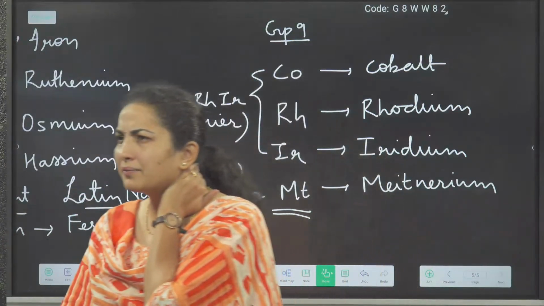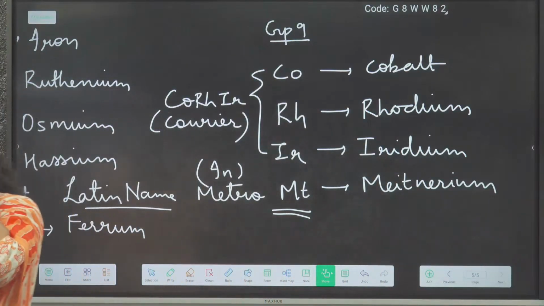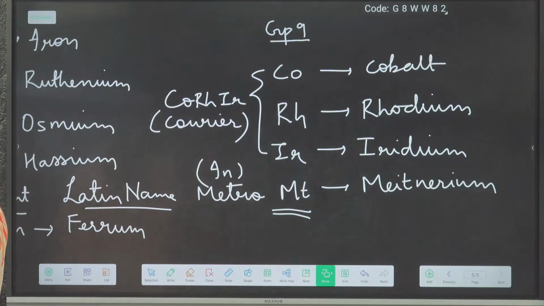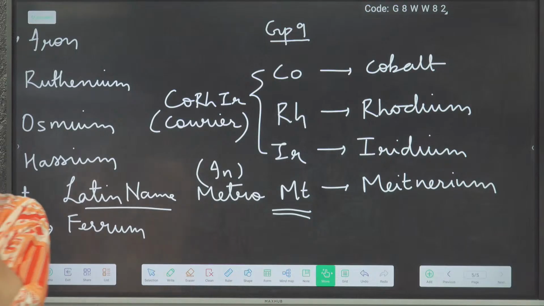Somebody is writing corona and rhinoceros. Irritate mentally. Okay, that is also good, Nandan.